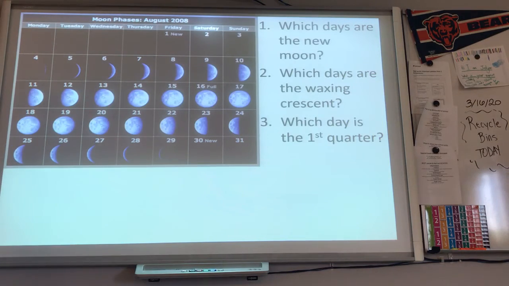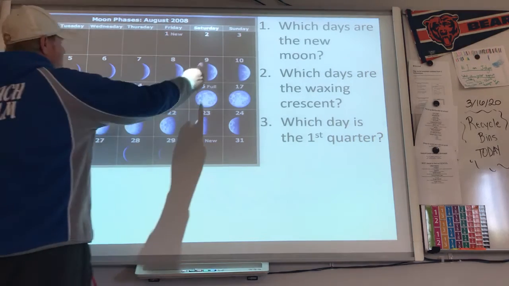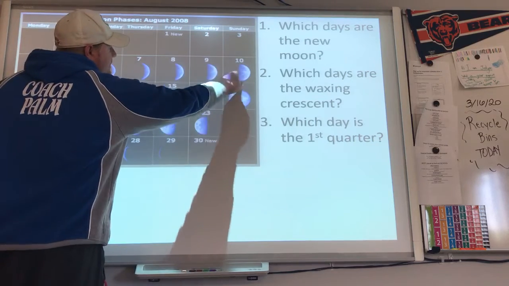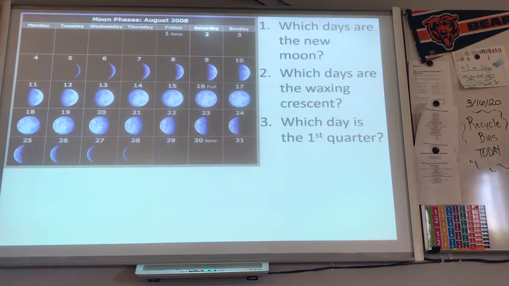Which day is the first quarter? All right, the first quarter, you're going to have to make an estimate. The first quarter is the waxing one, and it'd be about half the moon. I'd say day 9 or day 10 is when we see about half the moon. That would be the waxing first quarter.